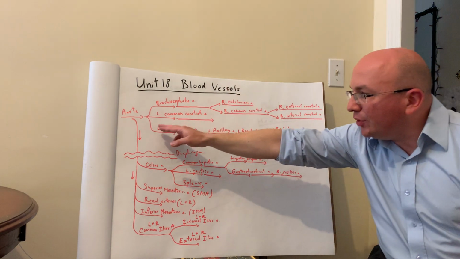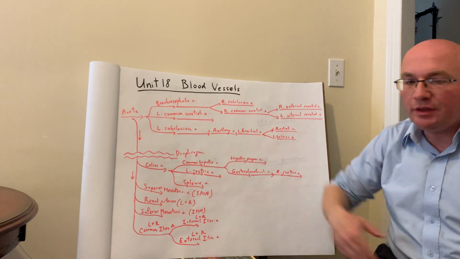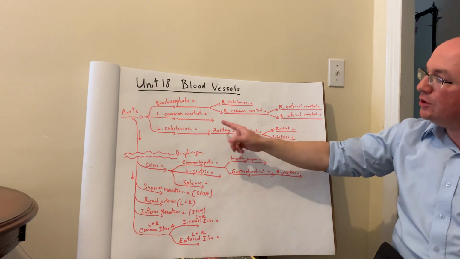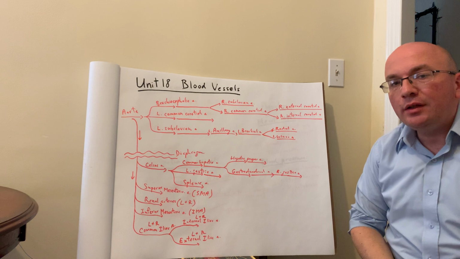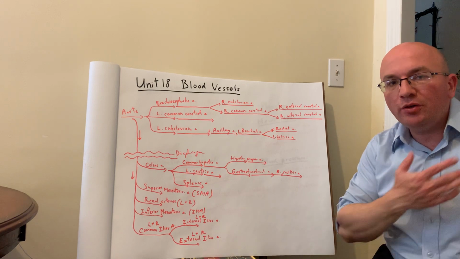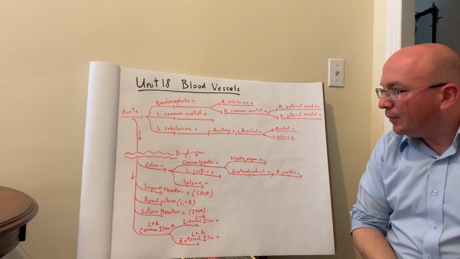Now, coming back to the aorta again, the third branch, remember we already said, was the left subclavian. Again, it just becomes left axillary, left brachial, left radial, left ulnar, right? Like we already said before, going now to the left arm, obviously.